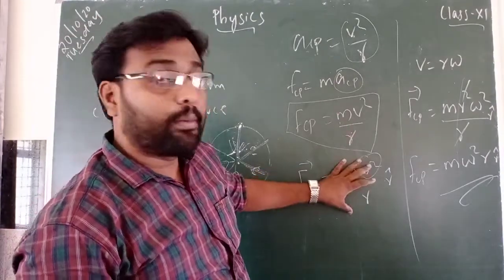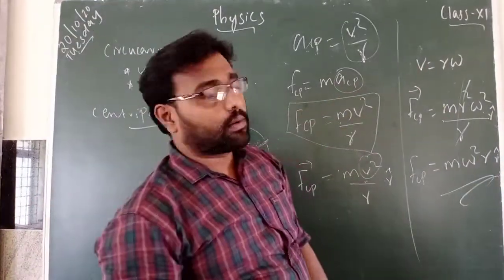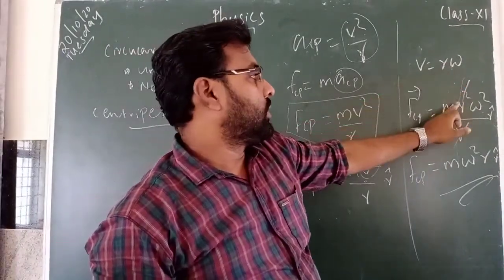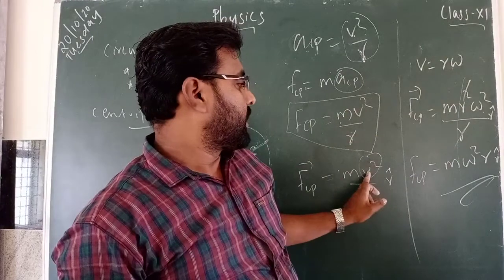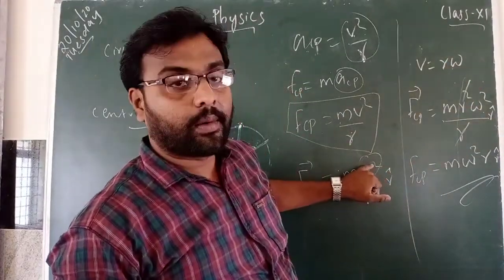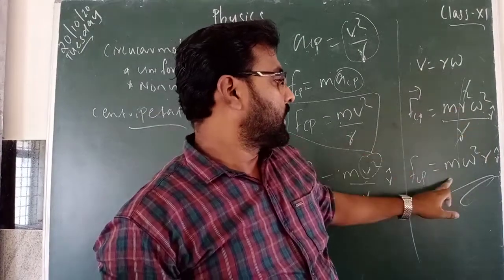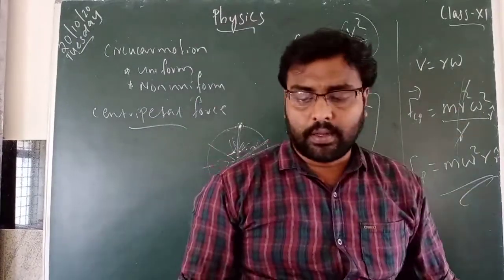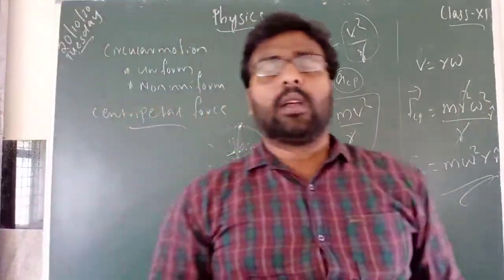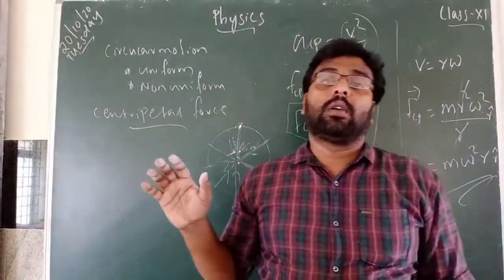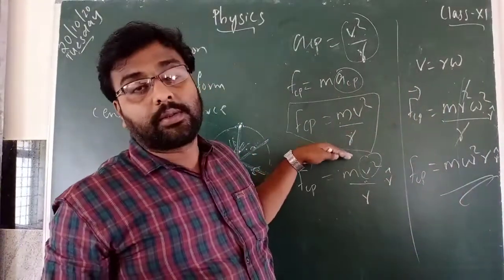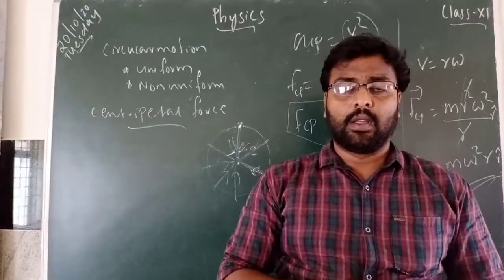Now we are writing the same equation in terms of angular circular motion. We know v is equal to r omega. So instead of v, we can put r omega, whole square. Now r cancels. What is remaining? m omega square r remains. So this is the equation we are using for angular circular motion and centripetal force.